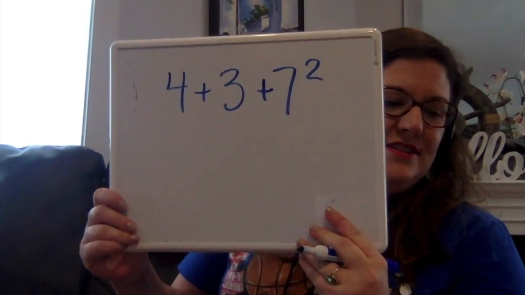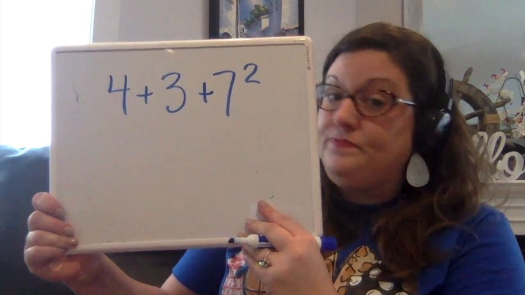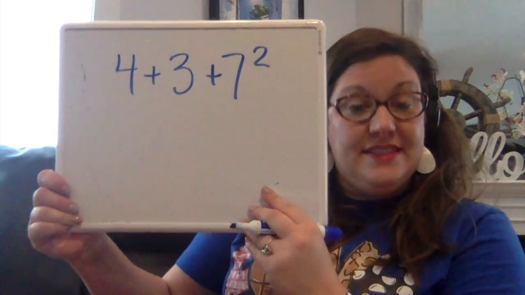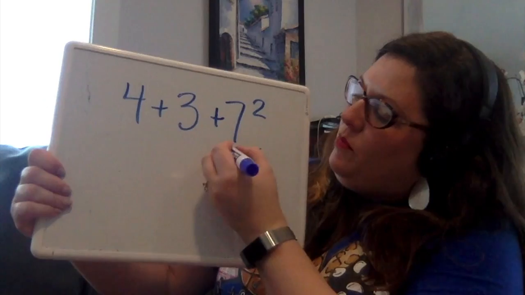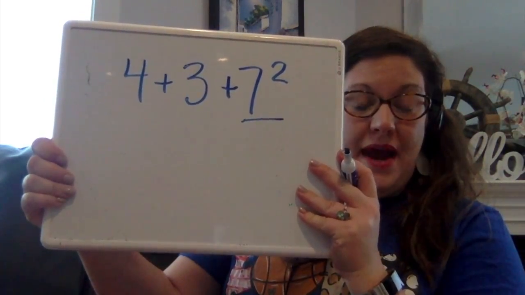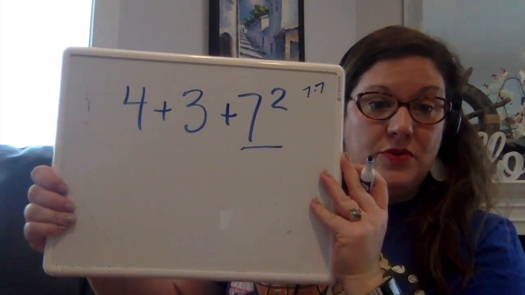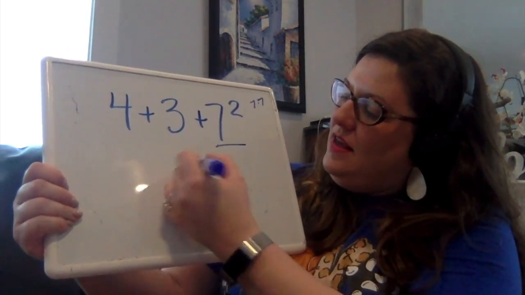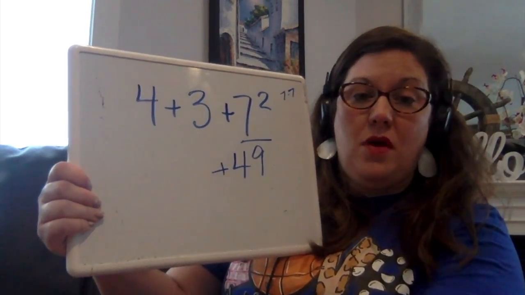Our second example will be 4 plus 3 plus 7 squared. Here it is. Okay, first step, are there any parentheses? Nope, don't see any parentheses. Step 2, do we have any exponents? Yes, this time there is an exponent. We're going to simplify 7 to the second power. And we know that means 7 times itself 2 times, right? So 7 times 7 evaluates to be 49. Bring the rest of the problem down.